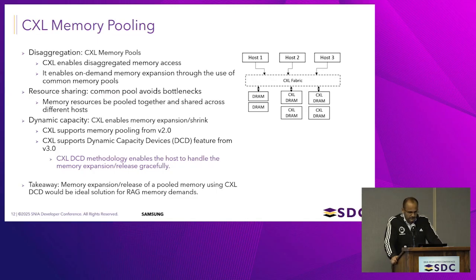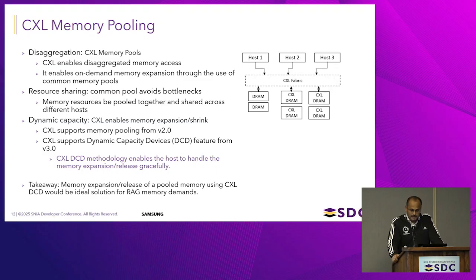So now let's move into the concept of CXL memory pooling. There are three key aspects to be noted when we talk about CXL memory pooling. The first thing is disaggregation. CXL enables disaggregated memory access. So you can access a remote memory as if it is a local memory, albeit with some extra latency. There are workloads which are okay with that extra latency, and those can make use of it. It enables on-demand memory expansion by making use of the disaggregated memory, possibly from a common pool.